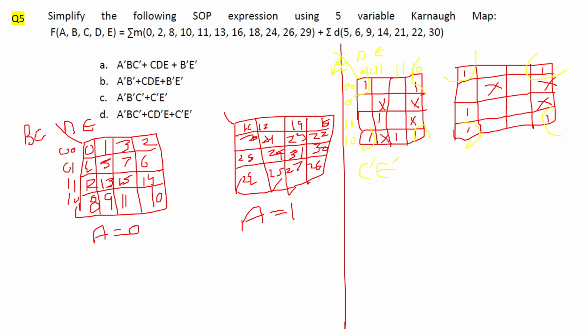So we have here, we can construct a chord here. So this will give us the term A, which is not changing, so it's A complement, because A is equal to 0 and A is equal to 1. So A complement, and B C complement from this 1 0.